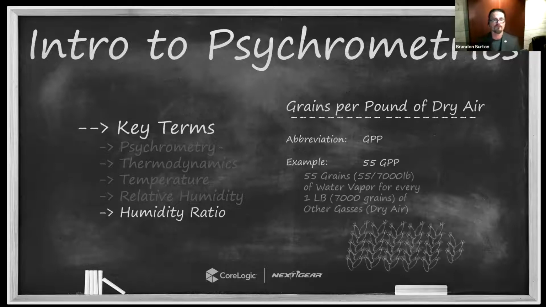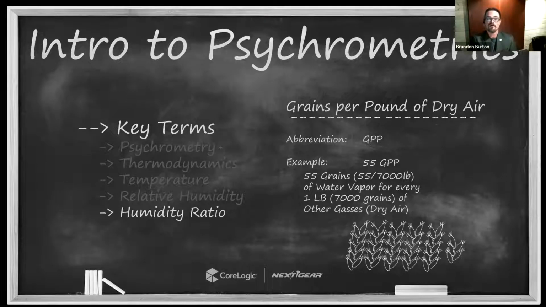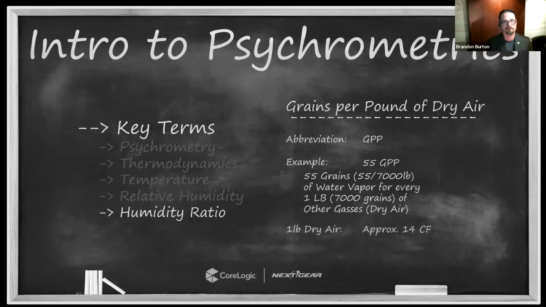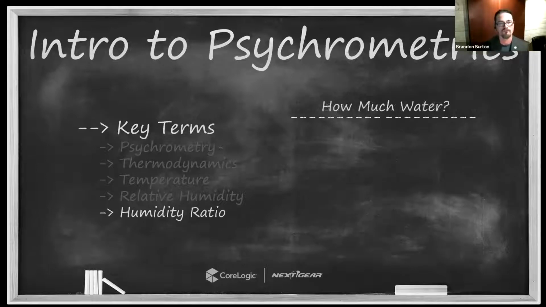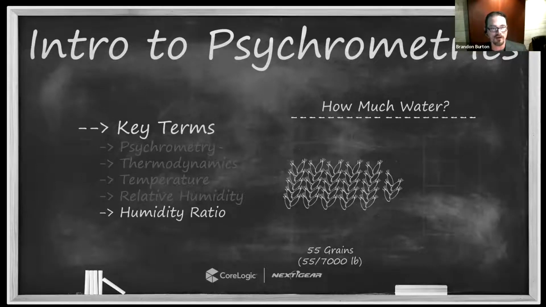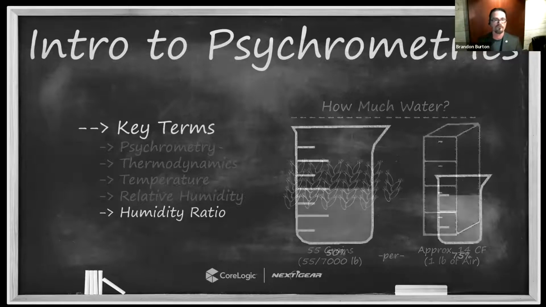As an example, if we had 55 grains per pound, then what you literally have is 55 kernels of wheat worth of weight of water vapor in every pound of dry air. Incidentally, if you're curious, a pound of dry air is about 14 cubic feet. It's about the same size as a 4-drawer filing cabinet. That's what a pound of dry air is in physical space, right? So if I've got 55 grains, I've got 55 7,000ths of a pound in every 4-drawer filing cabinet that would fit inside that space. That's what it physically means. So how much water is that? 55 grains per pound? We just kind of walked through that.